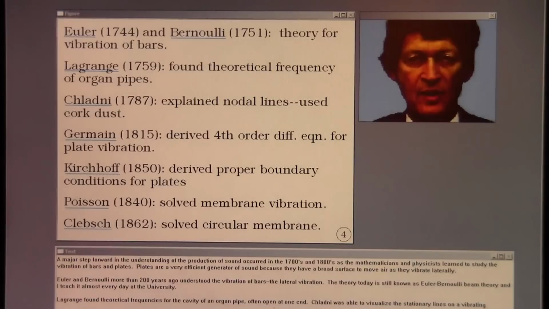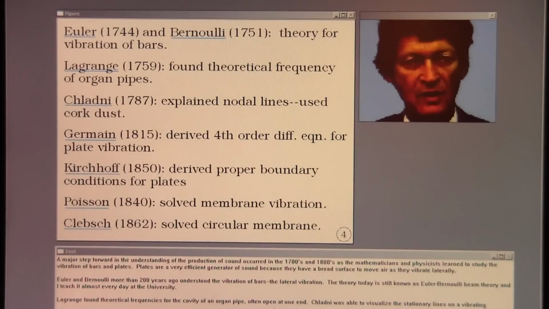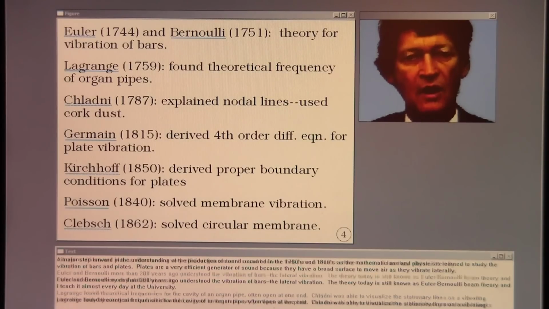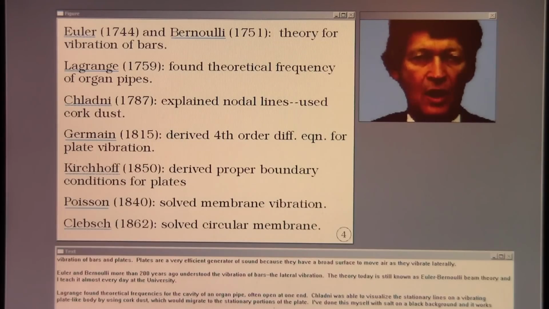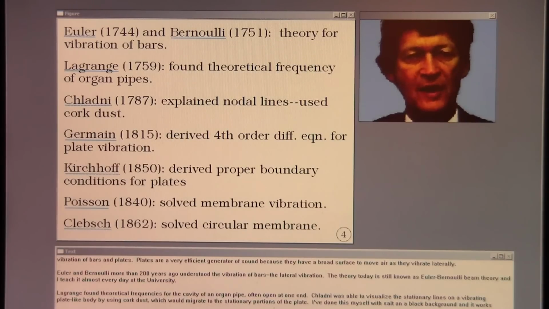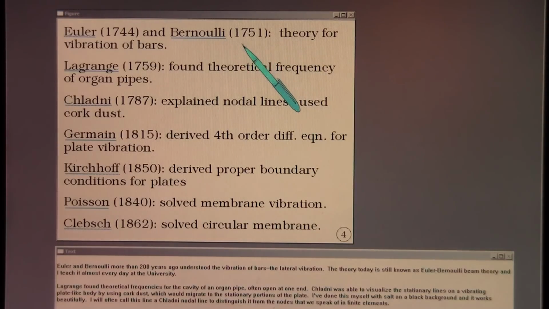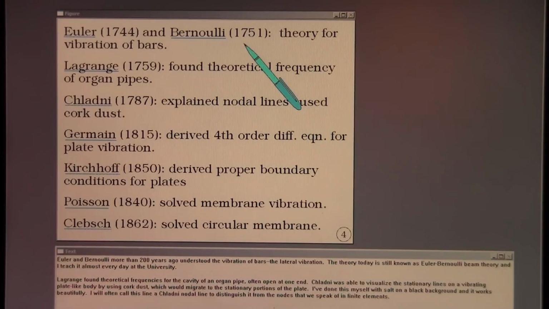A major step forward in the understanding of the production of sound occurred in the 1700s and 1800s as the mathematicians and physicists learned to study the vibration of bars and plates. Plates are a very efficient generator of sound because they have a broad surface to move air as they vibrate laterally. Euler and Bernoulli, more than 200 years ago, understood the vibration of bars, the lateral vibration. The theory today is still known as Euler-Bernoulli beam theory, and I teach it almost every day at the university. Lagrange found theoretical frequencies for the cavity of an organ pipe, often open at one end.